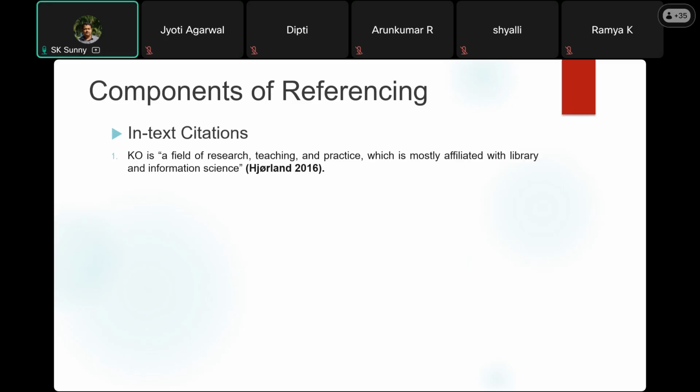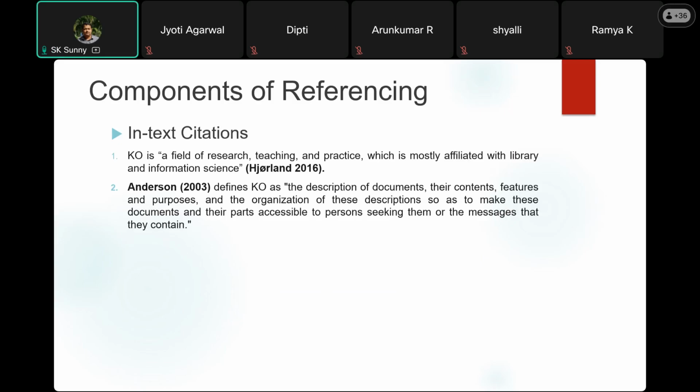This is one example. This is another way of citing. This is also in-text citation. Another author, Anderson, defined knowledge organization system. I put the definition under double quote. In the first example, I have given the citation at the end of the quotation mark. In the second one, I have given the author first. So Anderson defines knowledge organization. This is just English structure, I have used it not to make it monotonous. So Anderson defines like this. Jorland's definition is given like that. So these two are examples of in-text citation.